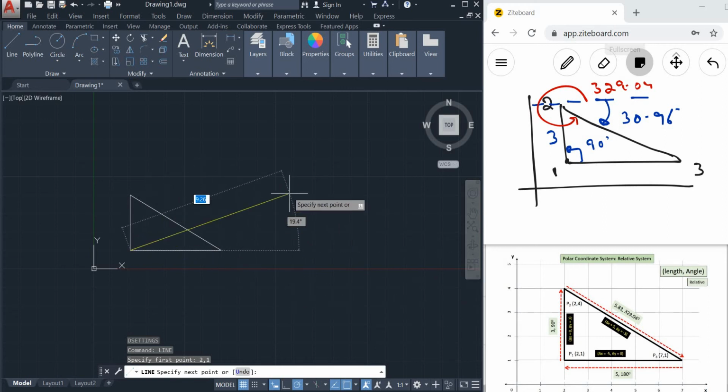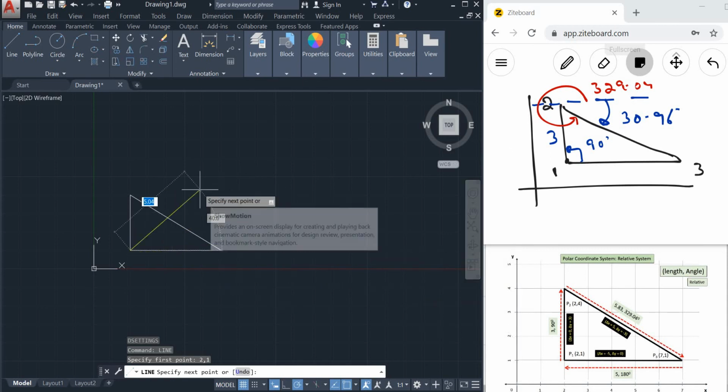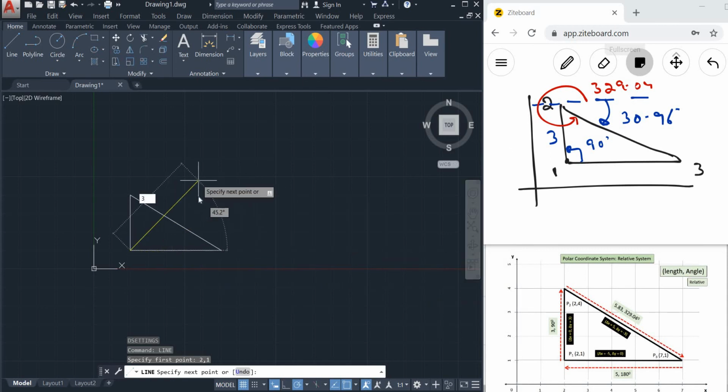So for the next point, the length between P2 and P1 is 3. Type 3. And again you can either press tab and move to this next box, or you can press the angle bracket key on the keyboard. When you press the angle bracket key, then you have to specify the angle in the direction that you have specified in the units. For example, if in units you have set the direction to anti-clockwise, you have to specify the angle in anti-clockwise direction. So in anti-clockwise direction, the angle is 90 degrees.